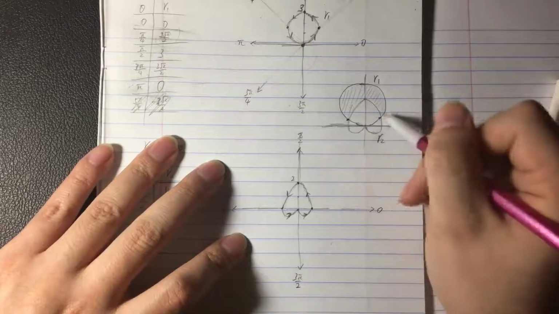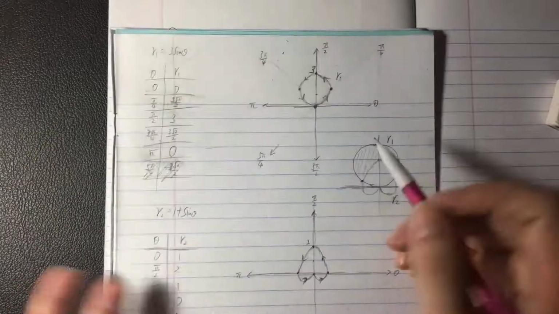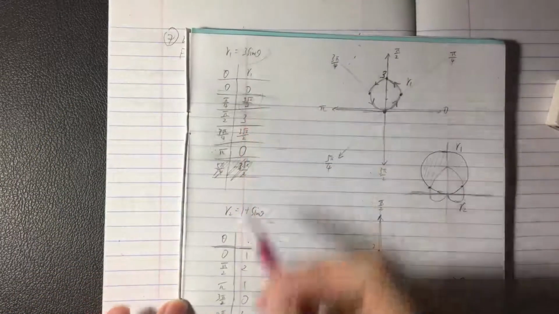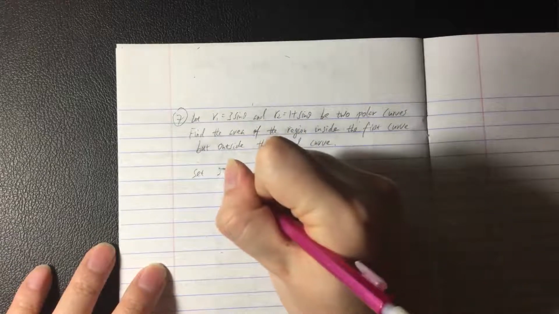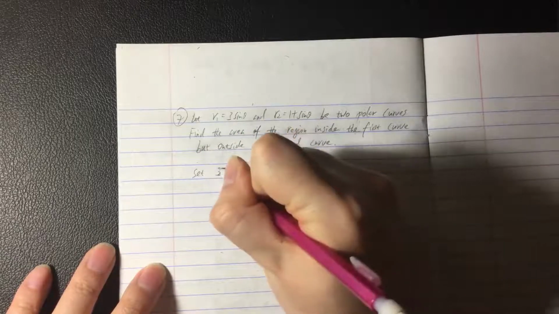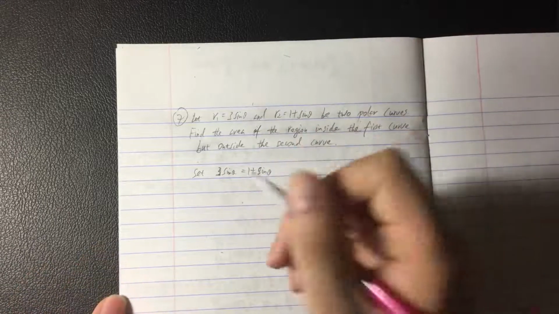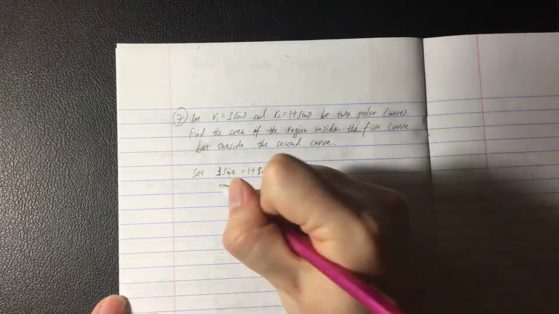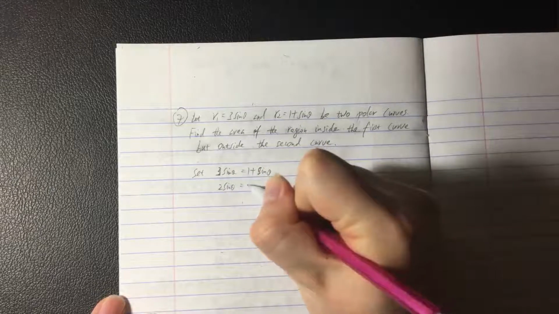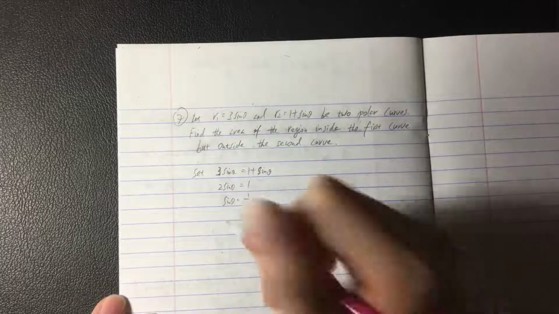For the intersection, I set R1 equal to R2. Set 3 sine theta equal to 1 plus sine theta. Solve the equation for theta. I can subtract sine theta from both sides. I get 2 sine theta equal to 1. Then divide both sides by 2. Sine theta equal to a half. Solve the equation for theta.